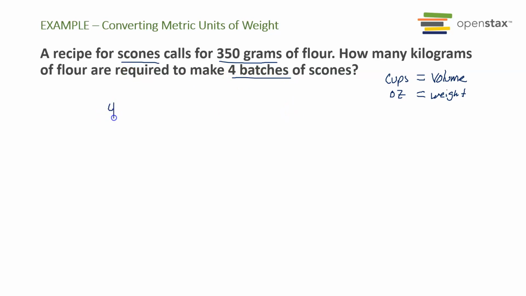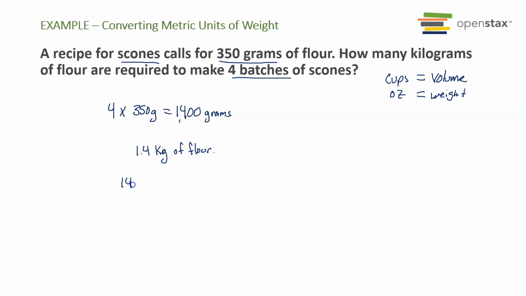So if we're going to do 4 batches, we're going to have to do 4 times 350 grams. And so if you do 4 times 350, then you're looking at 1,400 grams. And then to convert that to kilograms, you can just move the decimal place 3, and that's going to give you 1.4 kilograms, or kg, of flour.